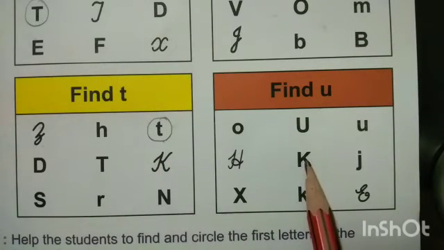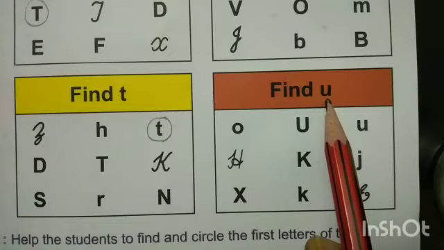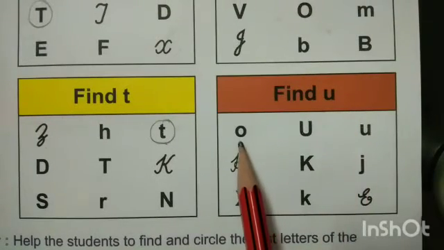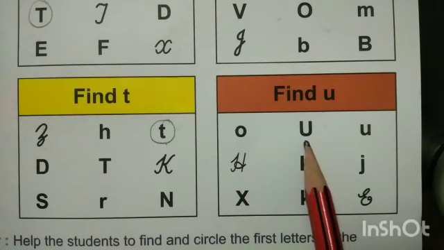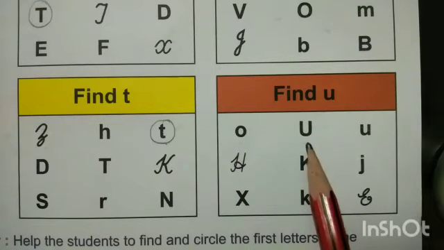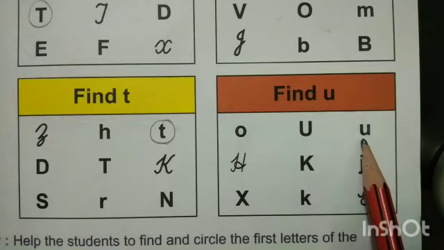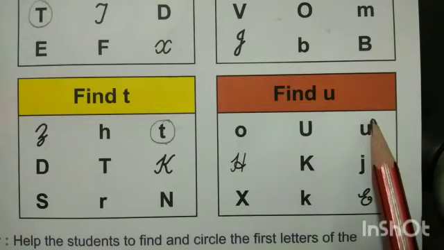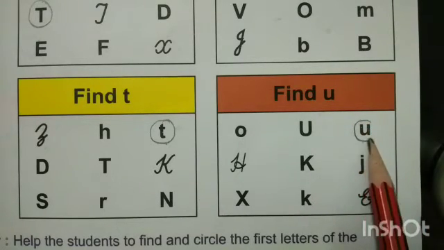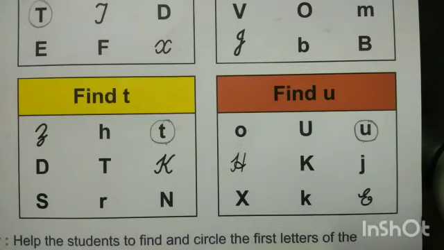Now next is, which letter is this, children? Yes, small u. Is this small u? No. Is this small u? No. Is this small u? Yes. So we will circle small u.